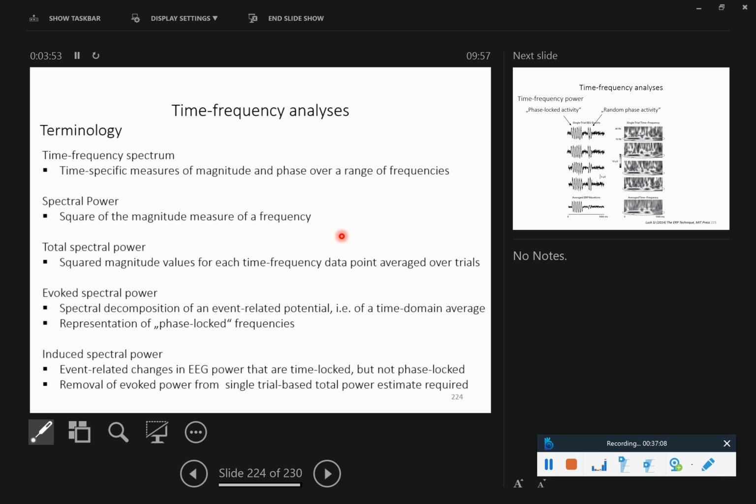there are three different things that you can essentially do with it, and especially the difference between evoked and induced spectral power is quite important, because if you look at the results of some papers, you should always check: do they mean evoked power, do they mean induced power? You will also hear both these terms in talks on EEG time frequency analysis.